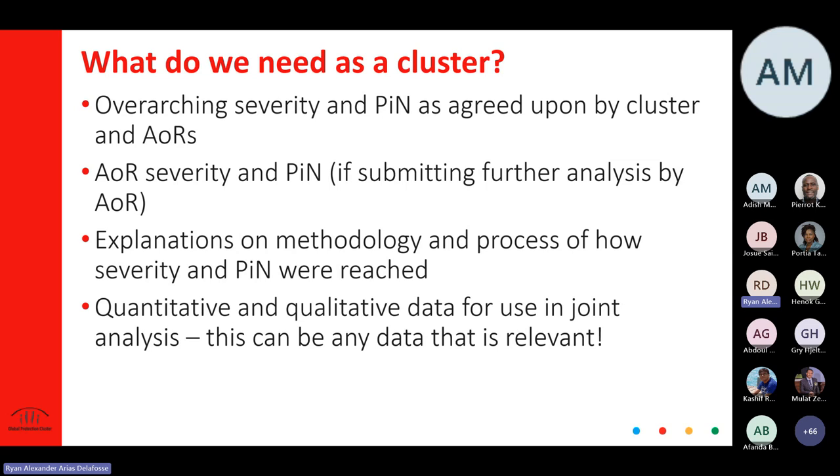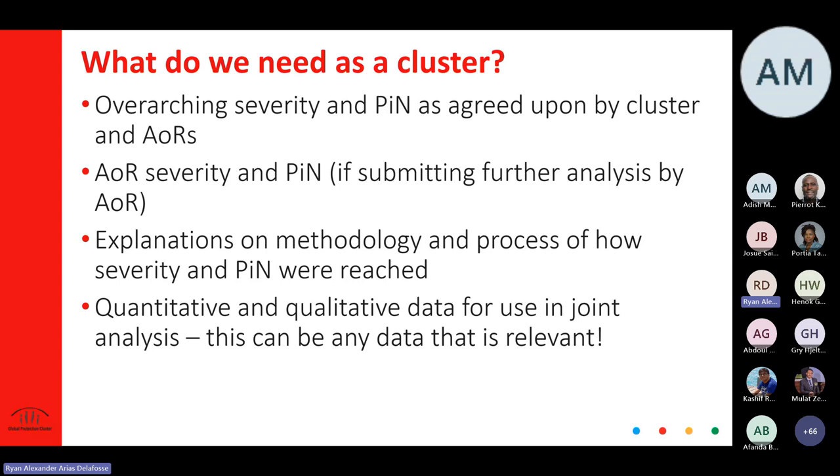You need your severity and PIN. You need to have met with your AORs to determine your overarching severity and PIN. This is going to be an agreement with your cluster and AORs. AORs, you yourselves are going to have your own severity and PIN, like you always have in HNOs, if you have an AOR that's activated in that country. And then, as I mentioned before, you're going to want to have explanations on the methodology and process of how that severity and PIN was reached, because that will be important in Module 3.